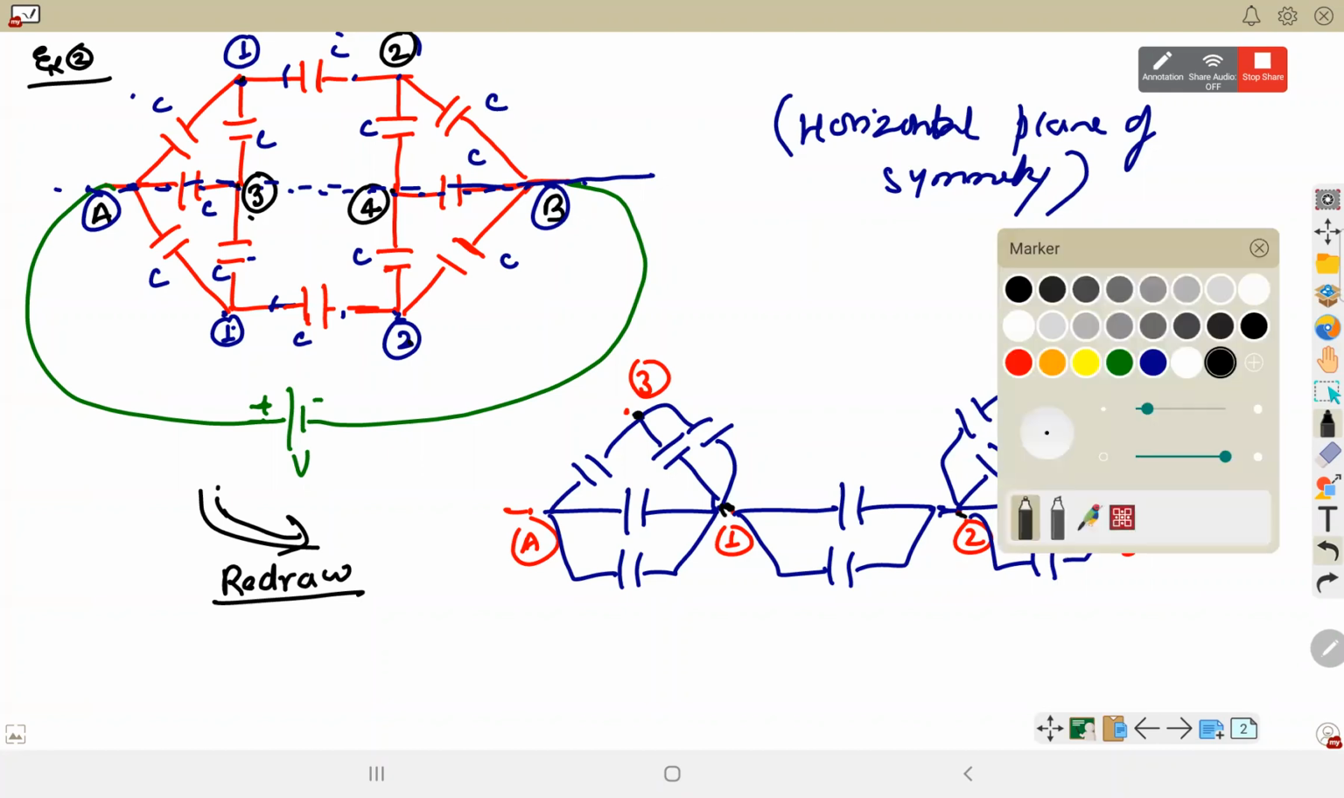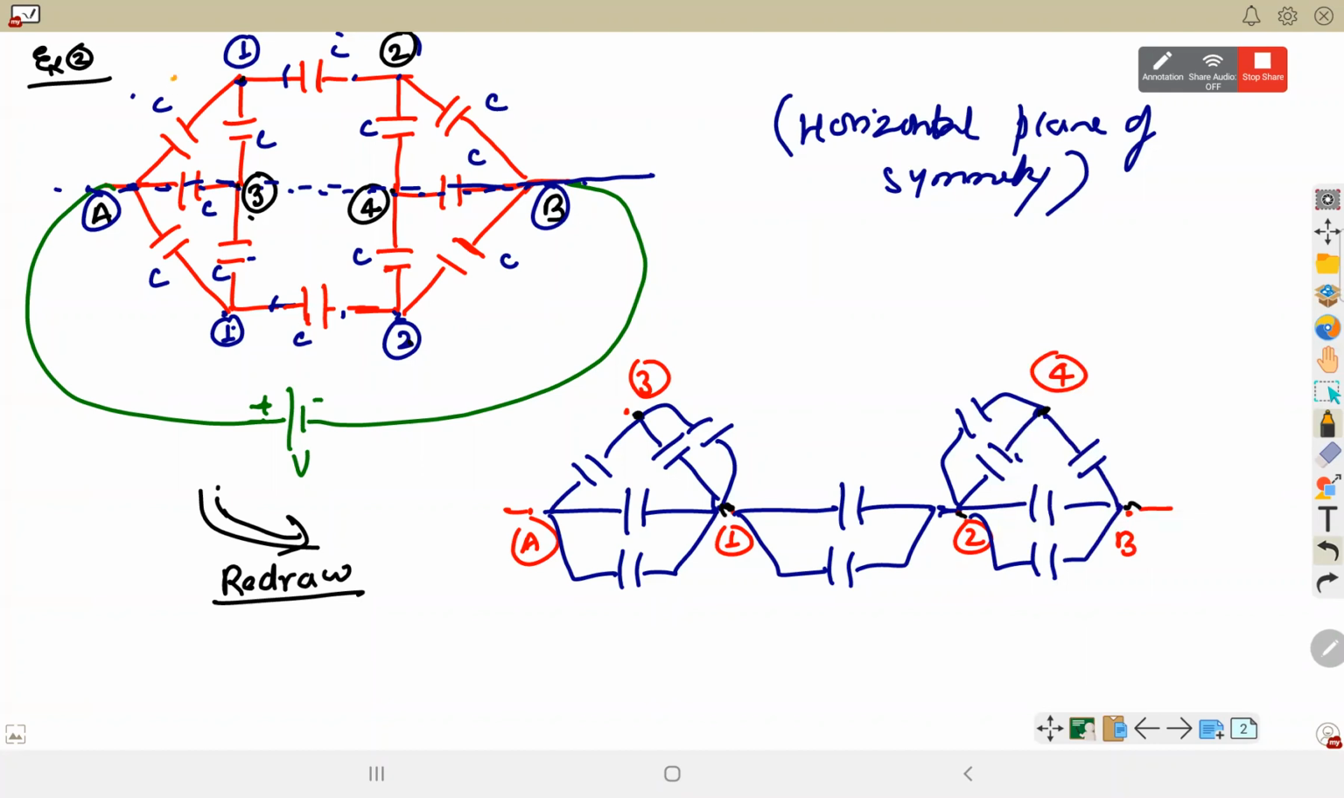Now take each capacitor one by one. Suppose this is the first capacitor. First capacitor is between A to 1. Second capacitor is between A to 1. A to 1 there are 2 capacitors. These two will be in parallel because they are connected between the same points.